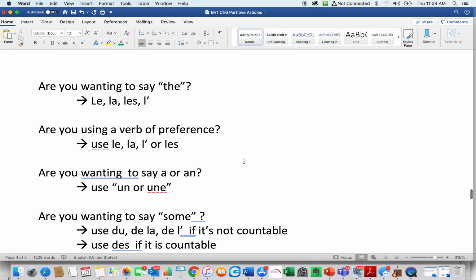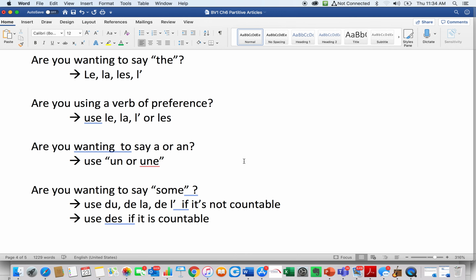All right, so let's have a quick recap. Do you want to say the? Then you use le, la, les, l'. Are you using a verb of preference? You use le, la, les. Are you wanting to say a or an? Then you use un or une. Are you wanting to say some? If you want to say some, then use du, de la, de l' if it's not countable. And you use de if it is countable.